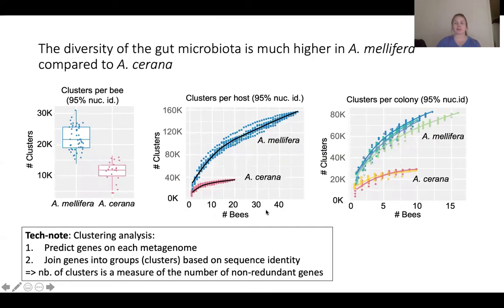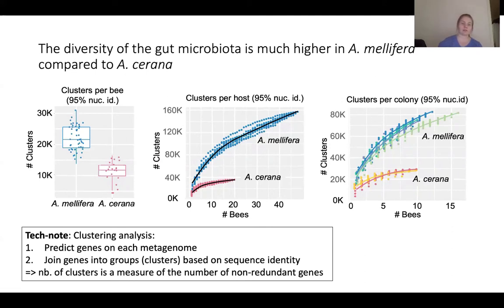Another result that came out of this study was that the diversity of the gut microbiota is much higher in Apis mellifera when compared to Apis cerana. We've analyzed this in different ways, and I'm just going to show you one result here. What I've done here is take the genes predicted for each metagenome sample, and then cluster the sequences based on sequence identity. In this case, I used a threshold of 95% nucleotide identity. In this way, you can get an estimate for the number of non-redundant genes.